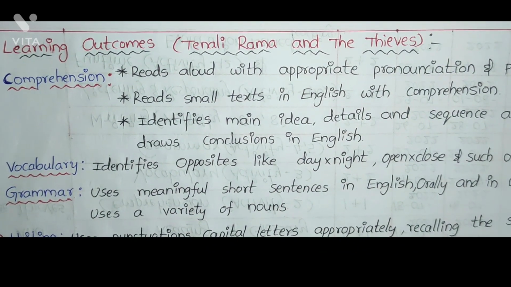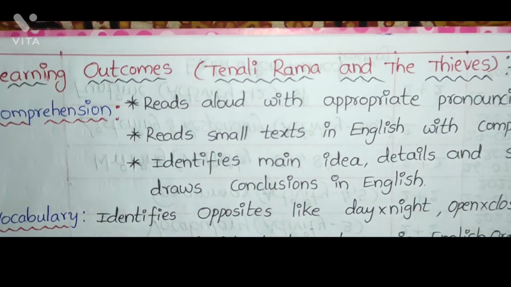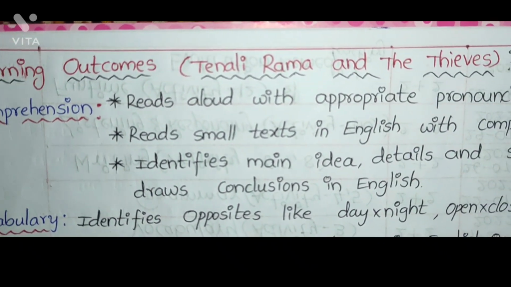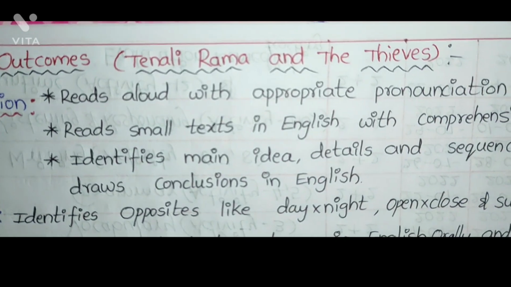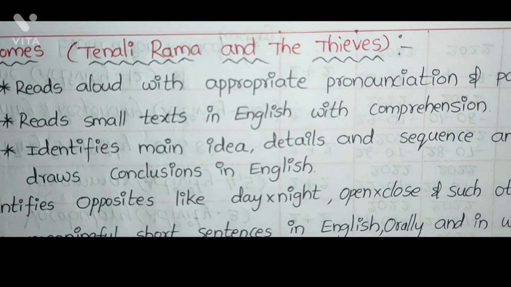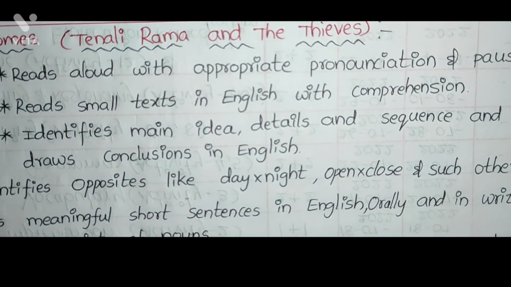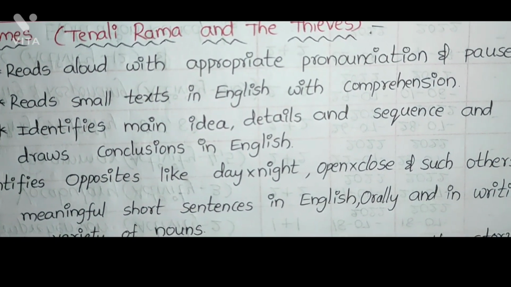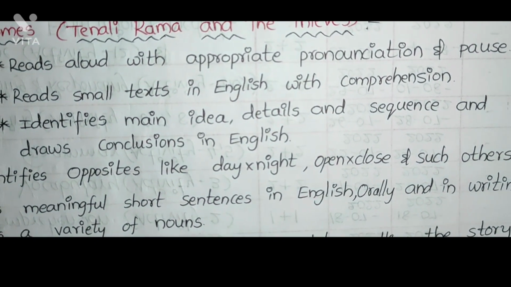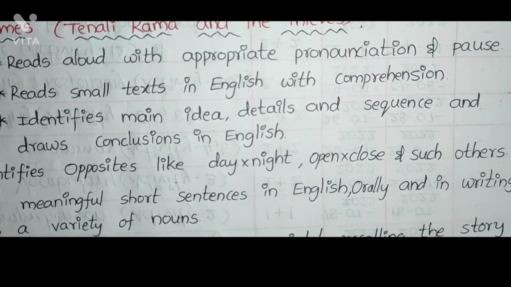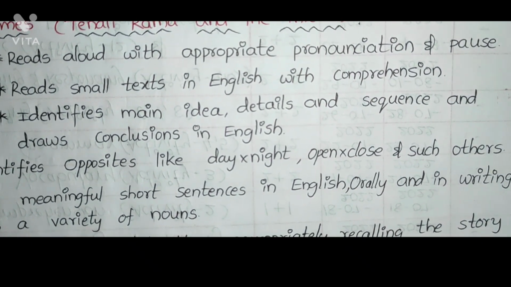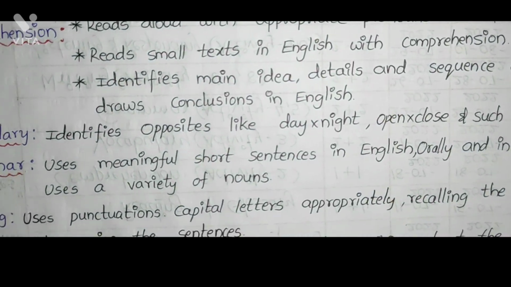Learning outcomes, Tenali Rama and the Thieves. It will be given. First one, comprehension. Reads aloud with appropriate pronunciation and pause. Reads small texts in English with comprehension. Identifies main idea, details and sequence and draws conclusion in English. This is the comprehension.